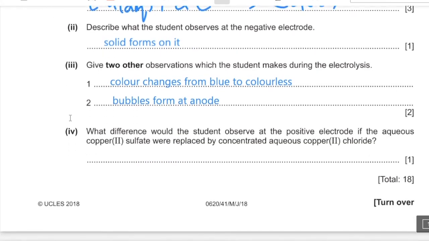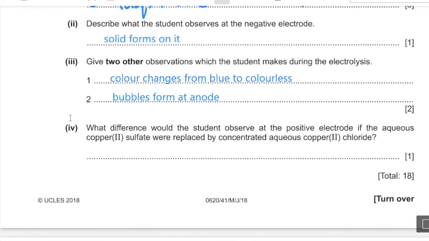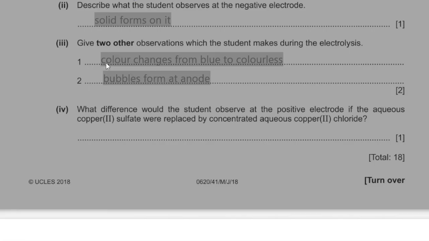4. What difference would the student observe at the positive electrode if the aqueous copper sulfate were replaced by concentrated aqueous copper chloride? I'd like to break this down into the ions that we have. The negative ion over here is the sulfate ion, a non-metal ion. And then here we have the chloride ion. Since we're talking about the positive electrode, which would only attract negative ions, I have mentioned the two possibilities.